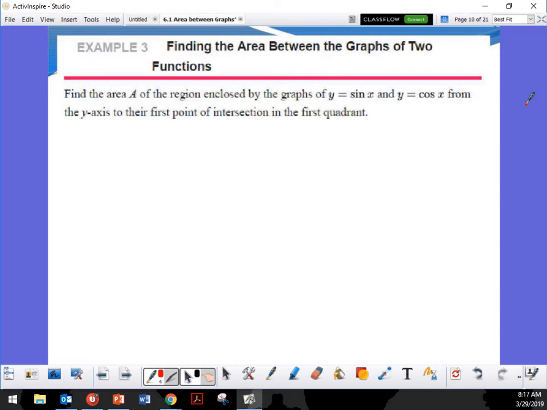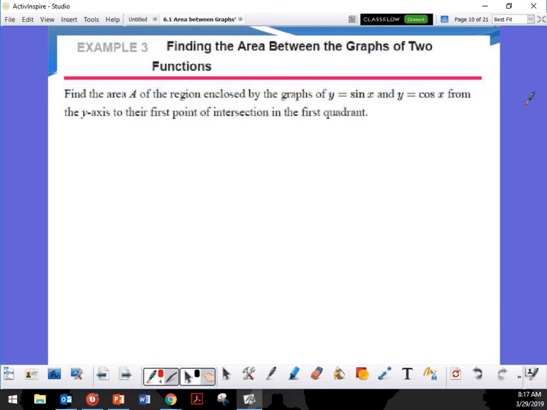Find the area A of the region enclosed by the graphs. All right, so region enclosed by the graphs y equals sine x and y equals cosine x from the y-axis to their first point of intersection in the first quadrant.